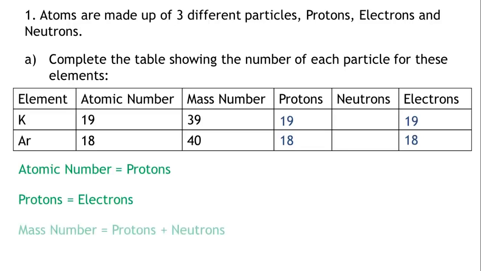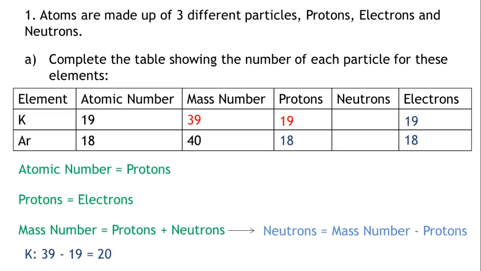Mass number equals the number of protons plus the number of neutrons. We can rearrange this formula to give us neutrons equals mass number minus protons. Potassium has a mass number of 39 and has 19 protons. 39 minus 19 equals 20. Potassium therefore has 20 neutrons.